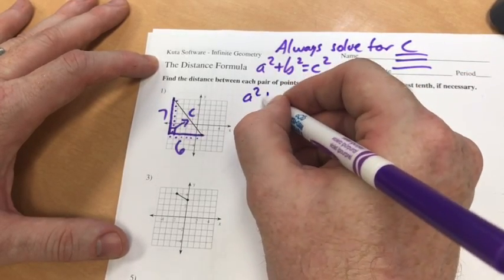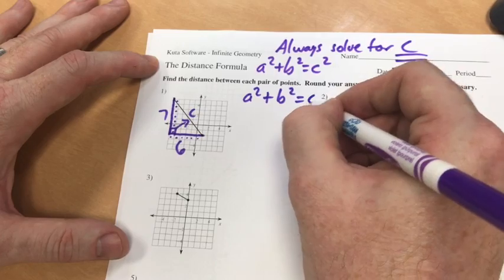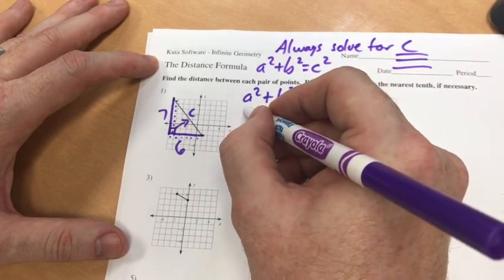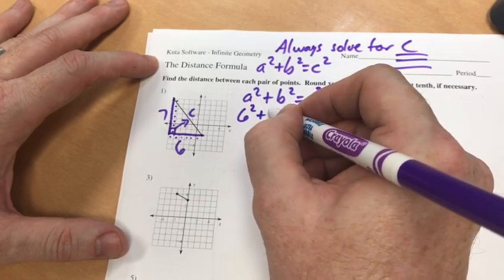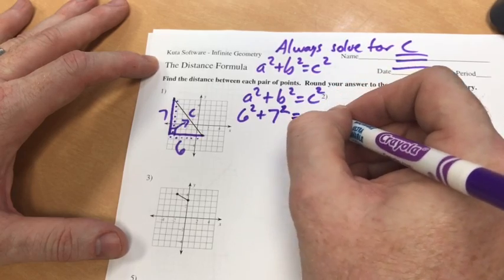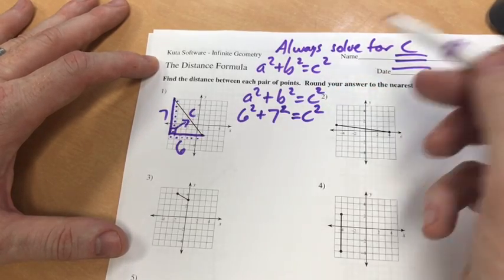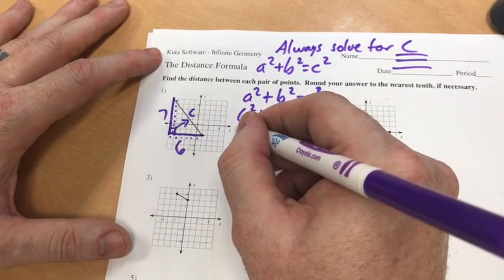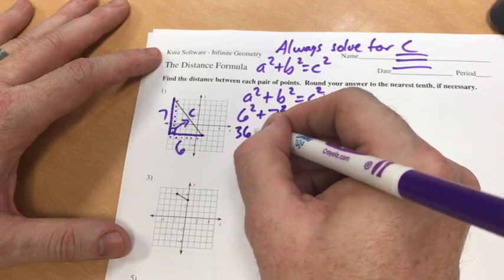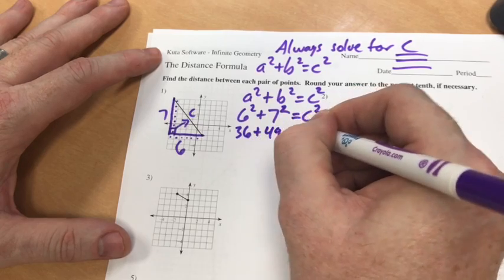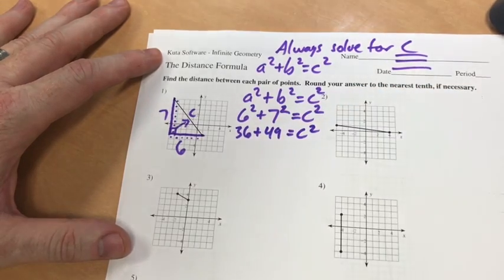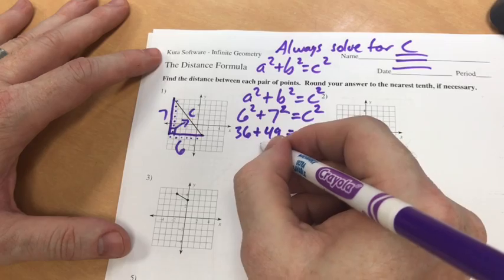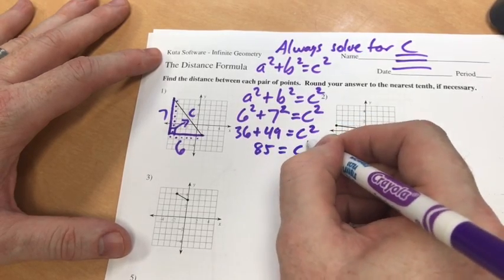So I'm going to write down my Pythagorean theorem. A squared plus b squared equals c squared. A is 6. B is 7. We're solving for side C. Don't forget your exponents. 6 squared is 36. 7 squared is 49. We can add those two together and we get 85 is equal to c squared.